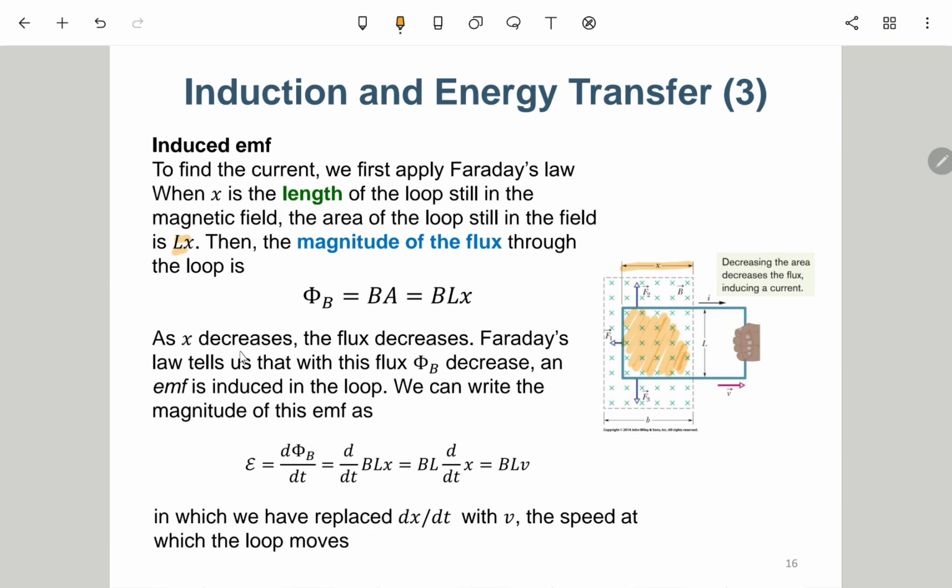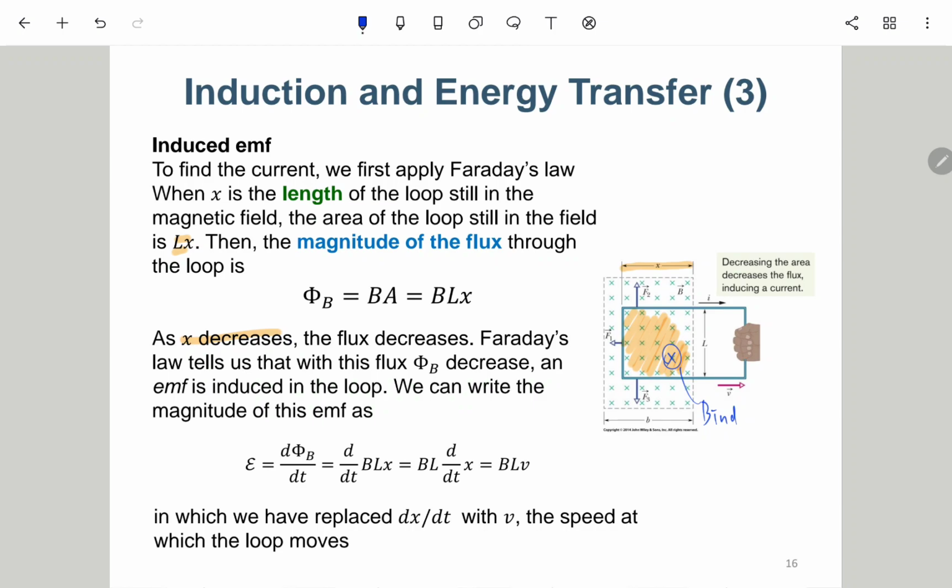And actually here x is decreasing, because in this loop we try to pull it to the right side. So the flux also decreases. Faraday's law tells us that with this flux Φ_B decreasing, flux pointing into the page and decreasing, it should generate some B induced pointing into the page.